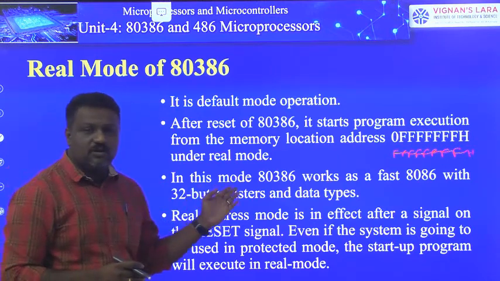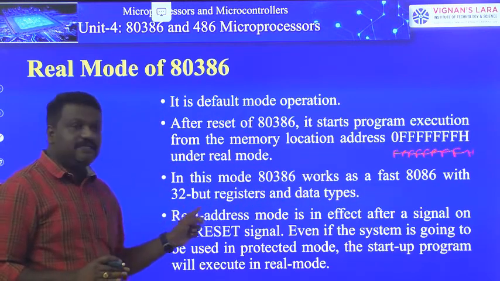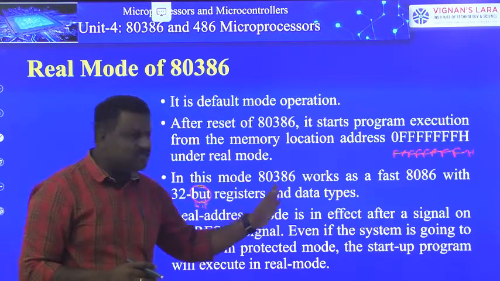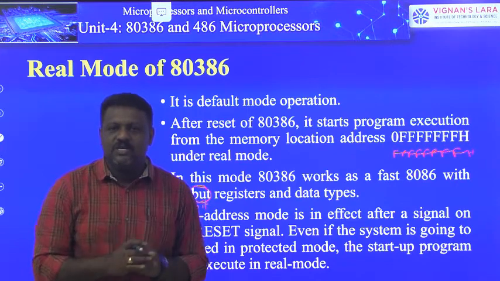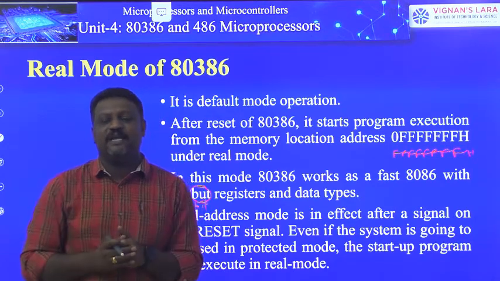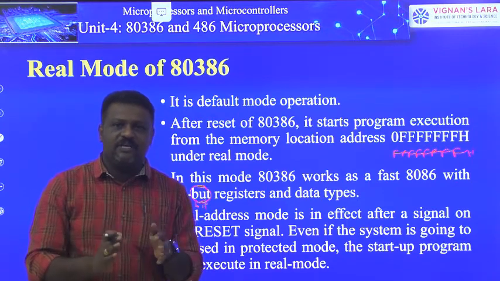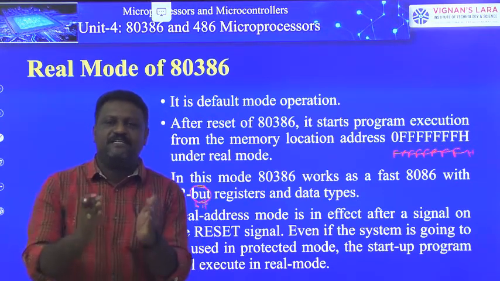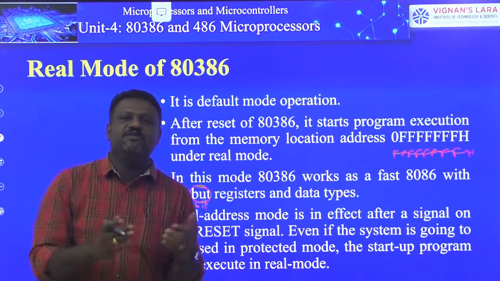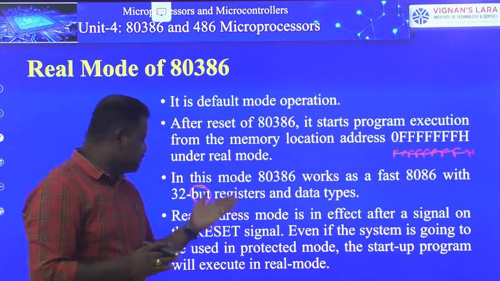Coming to the next, in this mode, your 80386 works as a fast 8086 with 32-bit registers and data types. That means in the real mode operation of 80386, it just looks like a fast 8086. We know that, friends, 8086 is a 16-bit processor. In real mode, your 80386 looks like a fast 8086 because it will use 32-bit registers and it will use different data types. So that it looks like a fast 8086. That's the meaning of this.